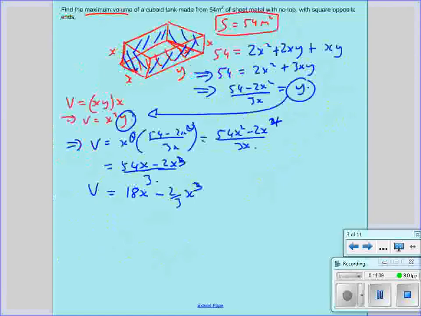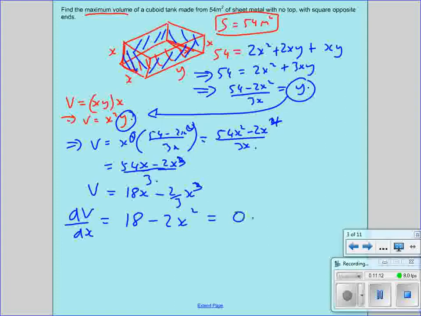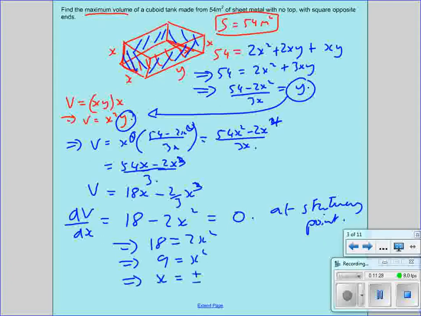So if I extend my page, I can now differentiate this, because I'm trying to find the maximum volume. So this is 18 minus 2x squared equals 0 at stationary point. Yeah? Always at stationary point. Rearrange. 18 equals 2x squared implies 9 equals x squared implies x equals plus or minus 3 meters. Because we're talking about length, x can't be negative, can it? So x must be greater than 0, so therefore x must equal 3 meters.